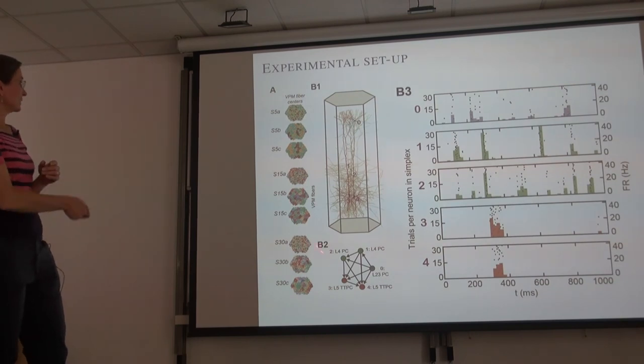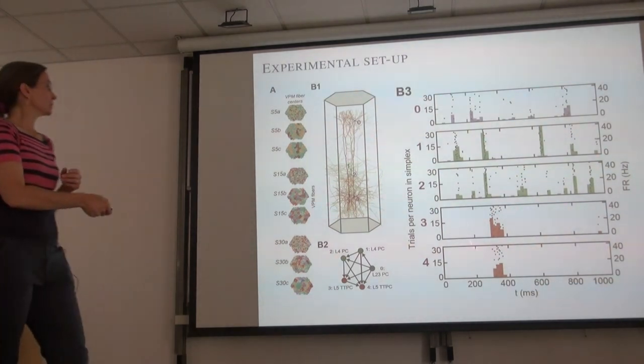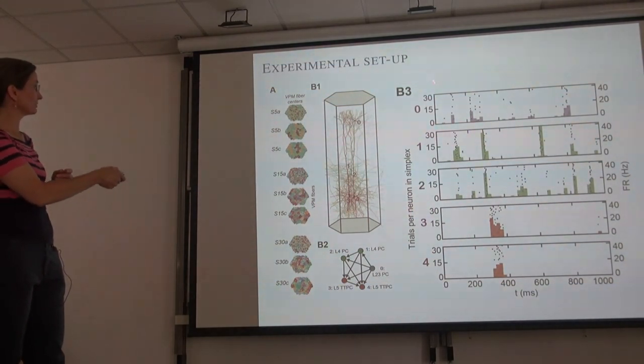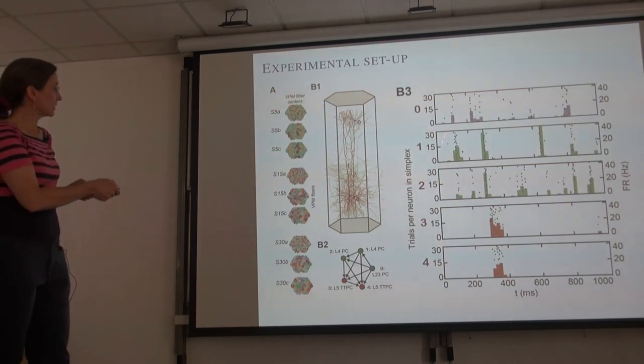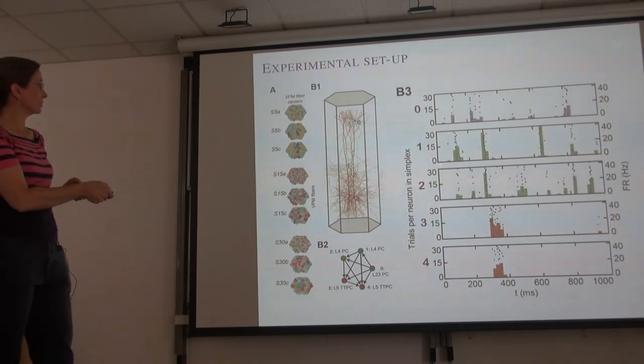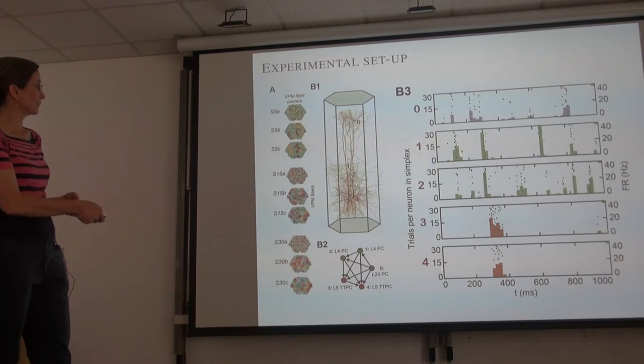So you have this nice simplex that's spread out over the whole microcircuit. And then what you do is what's called a raster plot, so you see how many times the neurons are firing. Here you did 30 different trials of one of these stimuli, so that's what the 0 to 30 is. And then you see which neurons are spiking and when. Each little black dot here is a spike of neuron 0, 1, 2, 3, or 4.